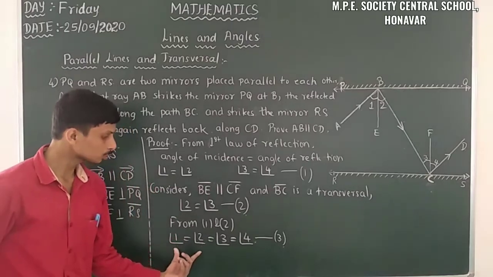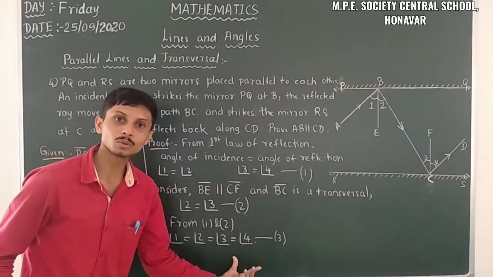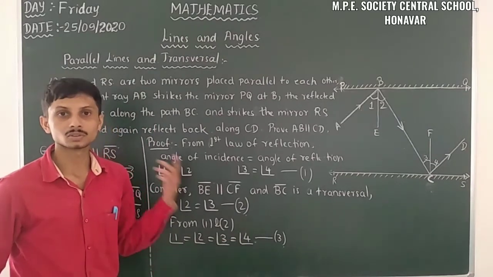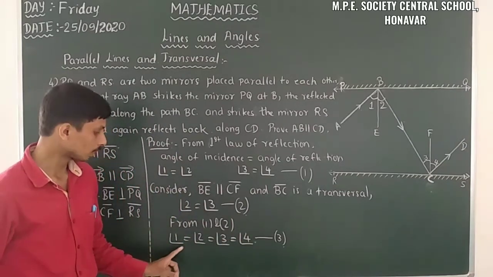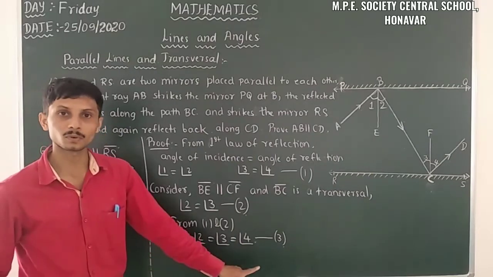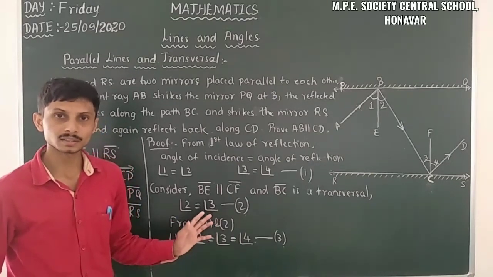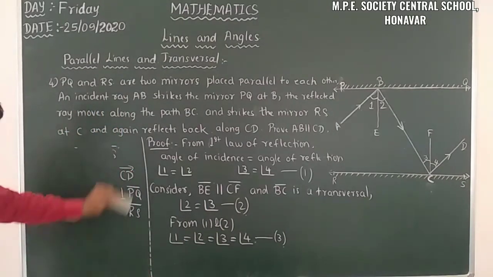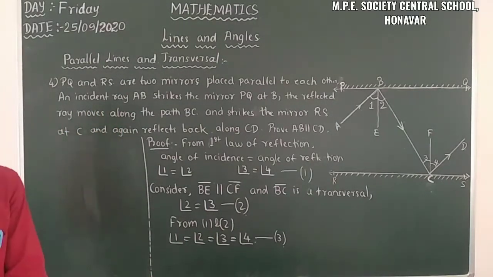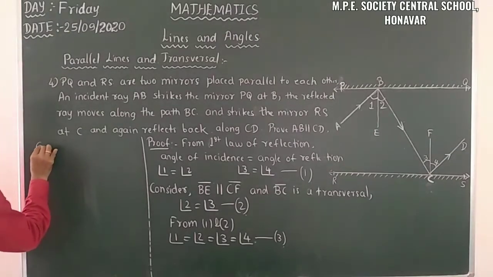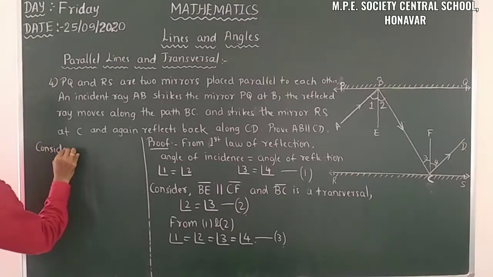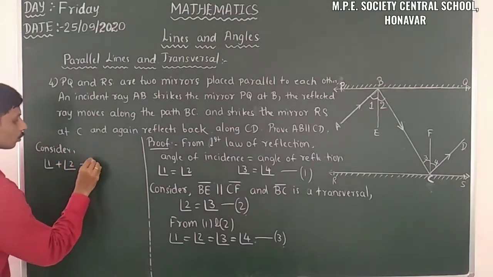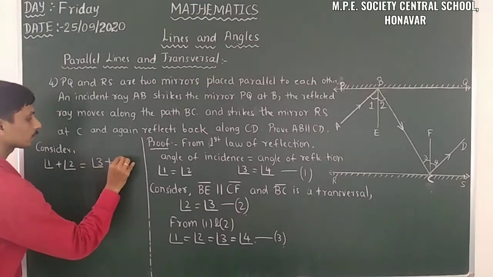When we add the first 2 and when we add the next 2, then both will be the same? Yes. So that's why we have to add 1 and 2 and 3 and 4. So both are one and the same here. So let us take that. Consider angle 1 plus angle 2 is equal to angle 3 plus angle 4.